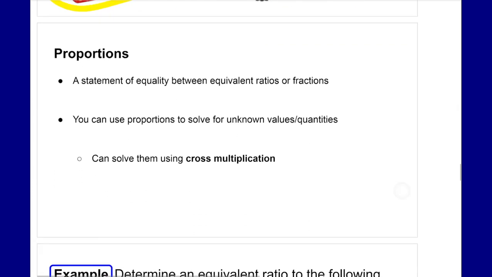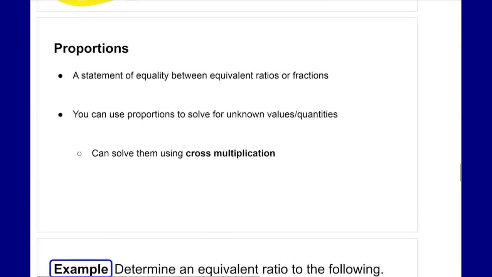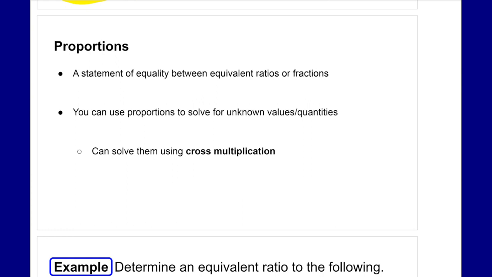So we've looked at unit rates, we've looked at some percentages, now we're going to look at proportions. Proportions are a statement of equality between equivalent ratios or fractions. The key thing here is a statement of equality. Equality just means equal, right? One thing is equal to another. And you can use proportions to solve for unknown values or quantities, and we can solve them using cross multiplication.